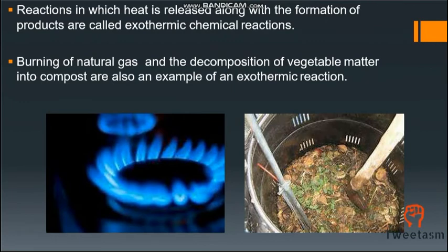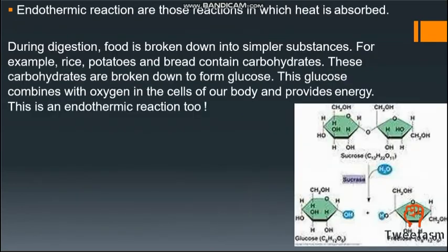A reaction in which heat is released along with the formation of product is called an exothermic reaction, like the burning of natural gas. The decomposition of vegetable matter into compost is also an example of an exothermic reaction. So these are two types: exothermic reaction and endothermic reaction. So that is the exothermic reaction.